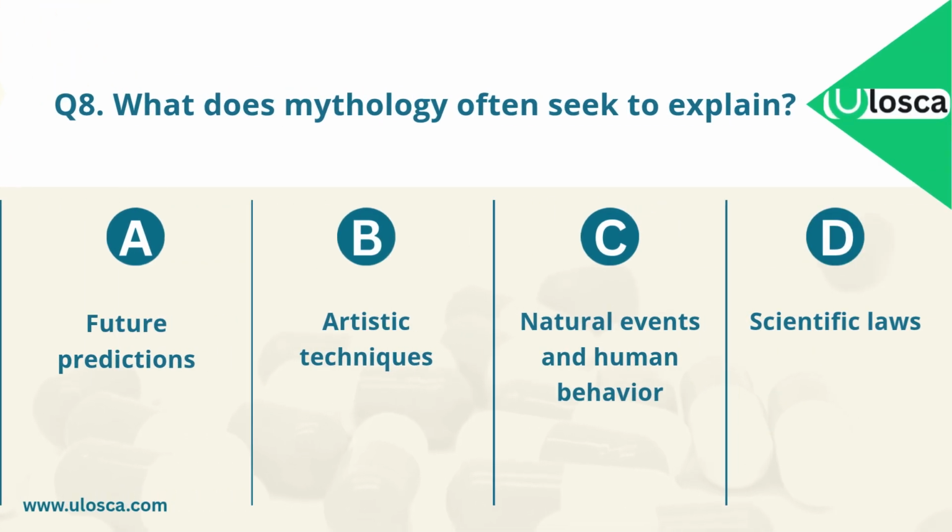Question 8. What does mythology often seek to explain? A. Future predictions. B. Artistic techniques. C. Natural events and human behavior. D. Scientific laws. Which one is the correct answer?